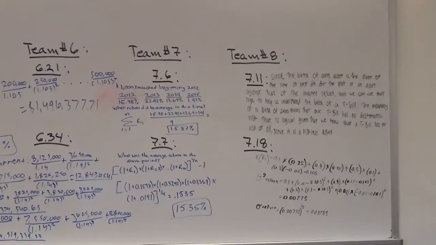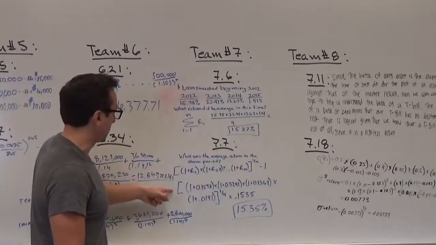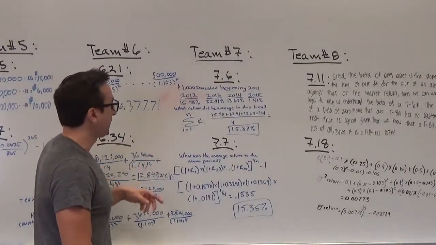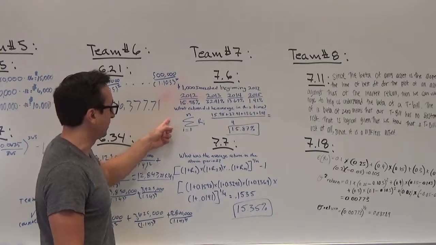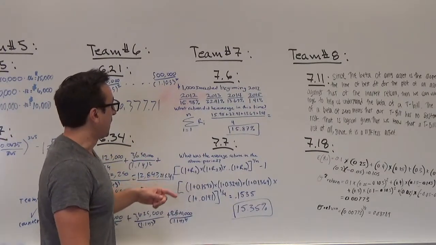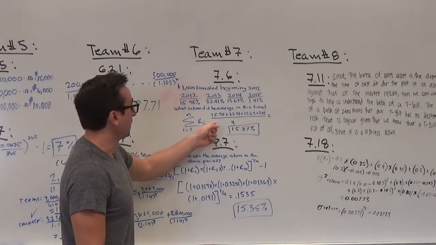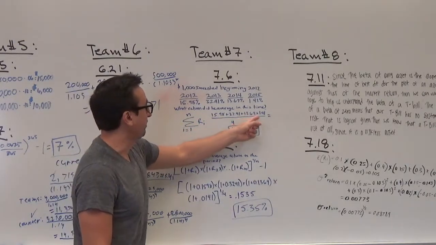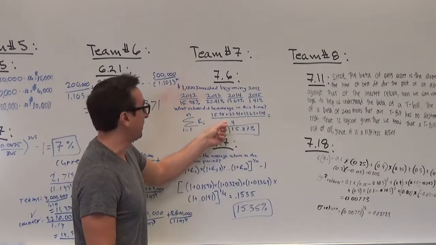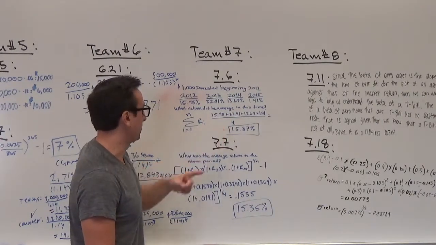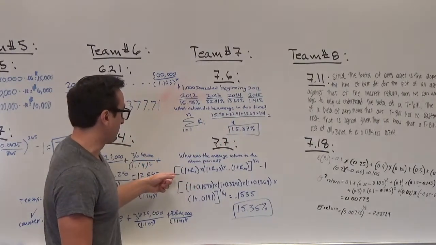So 7.6 and 7.7 are related to each other. It's telling you the difference between the arithmetic and the geometric mean. So everyone pretty much probably knows how to do the arithmetic mean. You add up all of the values and divide it by the number of values, and you get that return. The geometric mean's a little bit more complicated.